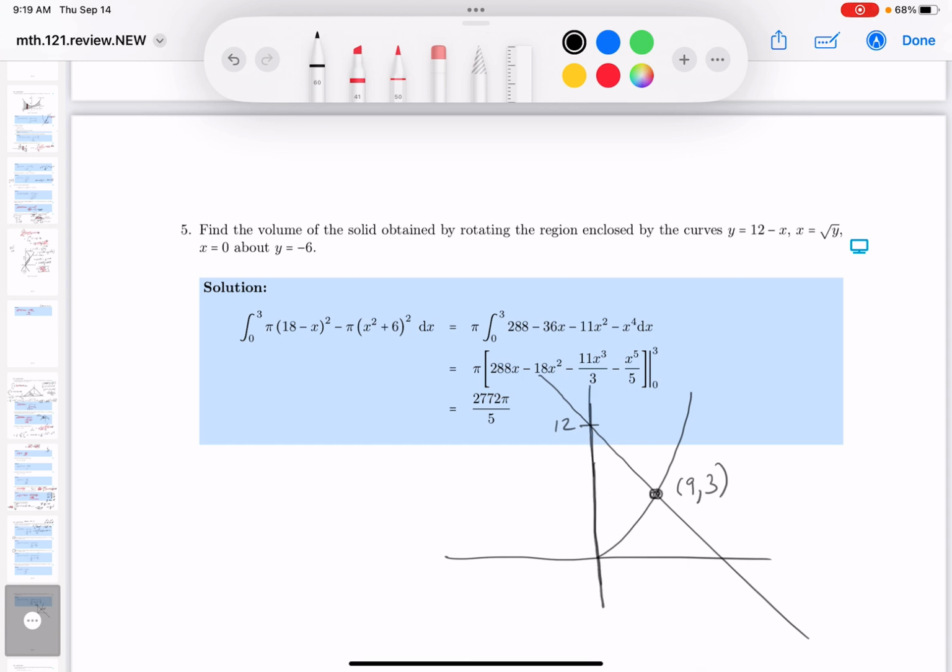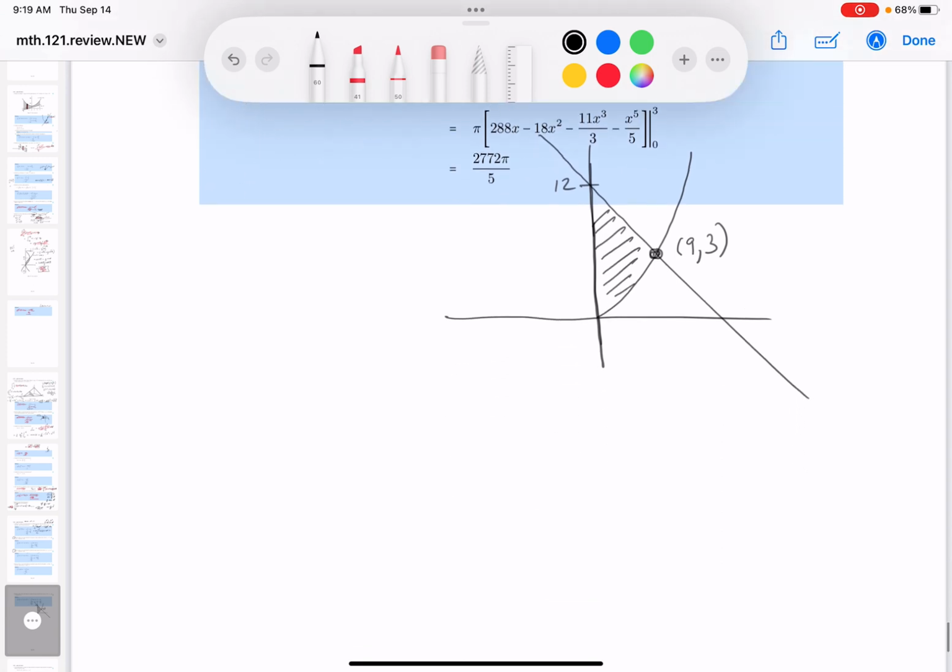Right, so it says, find the volume of the region enclosed by the 3 curves. But now I got the region. That's the region. But they say about the line y equals minus 6. I'll put that down for you. It's kind of tough. So what I want to do is visualize it again. And I'm visualizing something like this over here. Now, I'm revolving it around this over here.